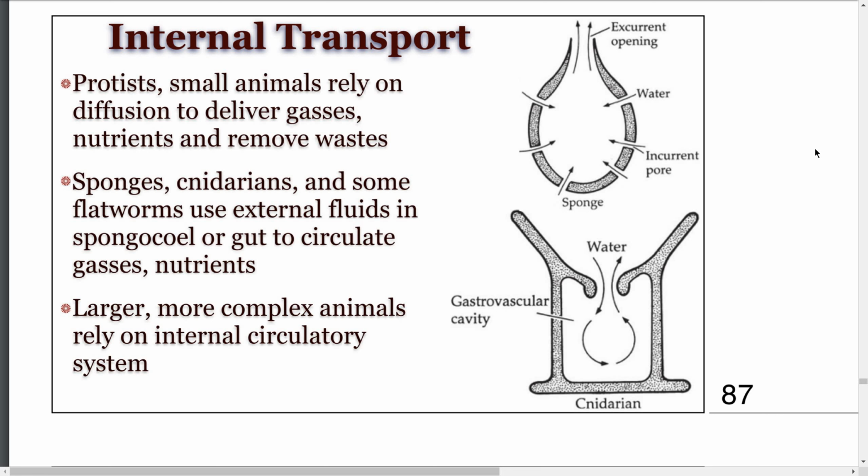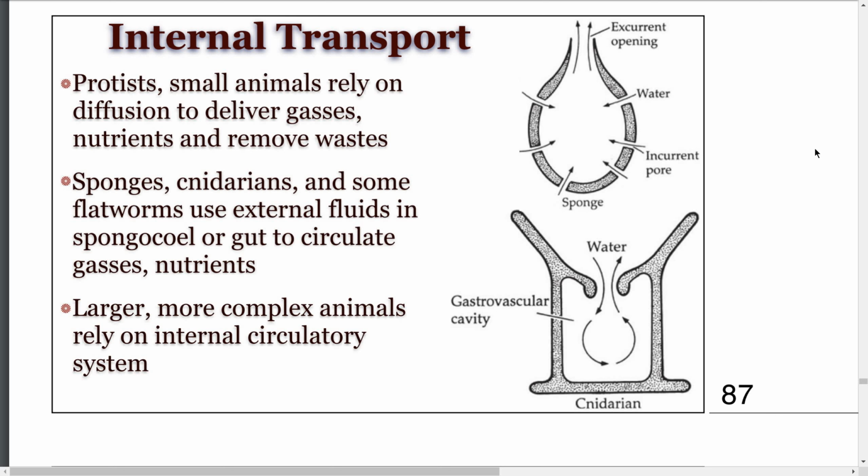The simplest form, as shown in these diagrams here, is in sponges. You don't actually have a true internal transport system. You basically just use the cavities, or the various channels that run through the sponge, which allows most of the tissues to be in close proximity to the external environment. You can circulate some nutrients through here.